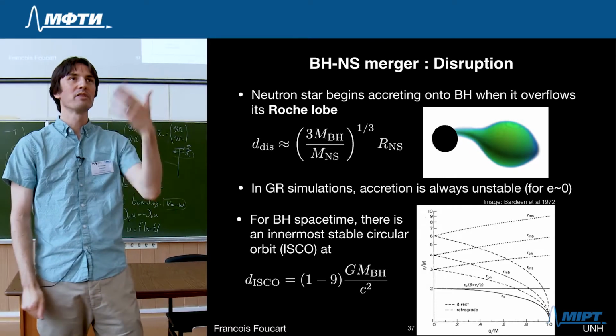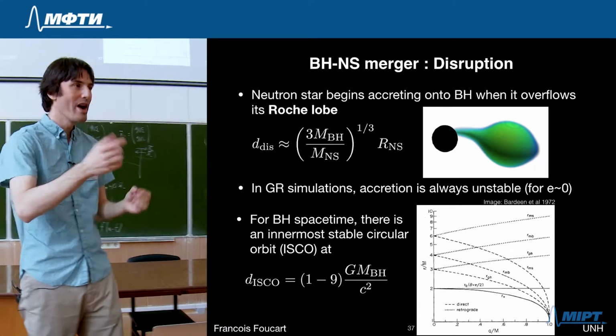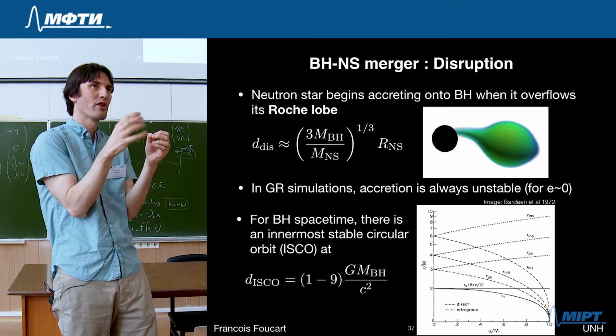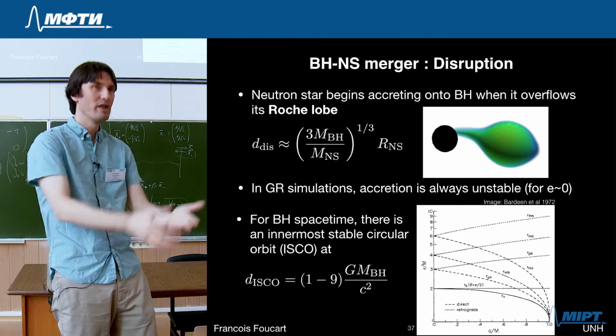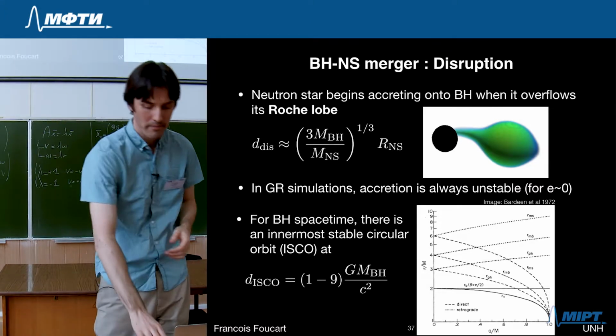And that's another way the spin of the black hole matters in these things: how close you can get to the black hole without falling into it depends on the spin of the black hole pretty significantly, actually more than the location of tidal disruption.